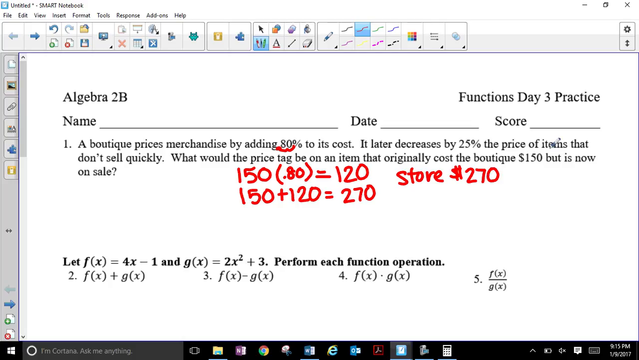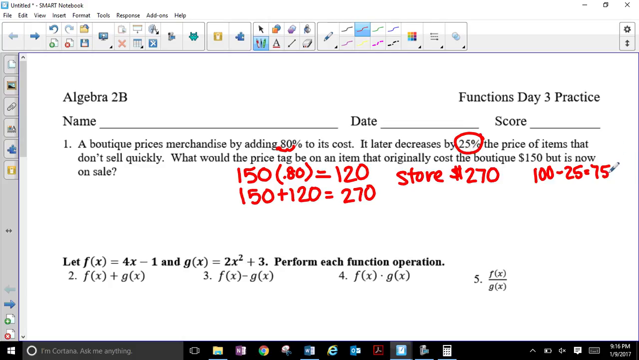Well, then this problem says that they decrease it by 25% if it doesn't sell. So they're asking, what is it now that it's on sale? So assuming that it didn't get sold, you've got a couple different ways you can do this. You could take the 270, multiply it by 0.25, figure out how much money that is, and then subtract that from the 270. Or since we know we're taking off 25%, if you do 100% minus 25%, you get 85%. Nope, sorry, 75%.